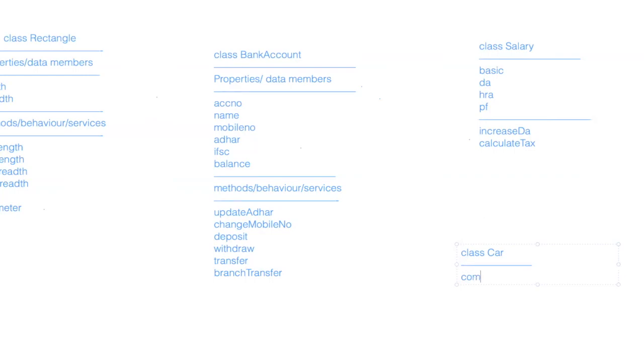Company name. Type of car. Price. Features. Mileage. Yes, features. Any feature can be included, right? Yes, sir. Okay. So what can be the methods included in that? Mostly with these properties, you can only get price, set price, get type, set type, get company name, set company name. Nothing more than that, isn't it?